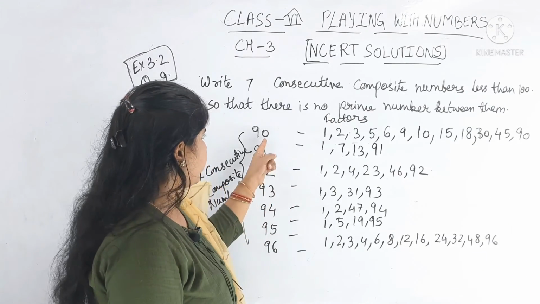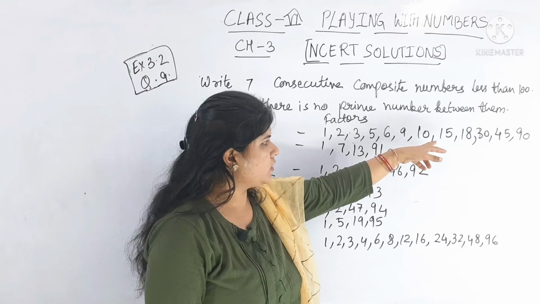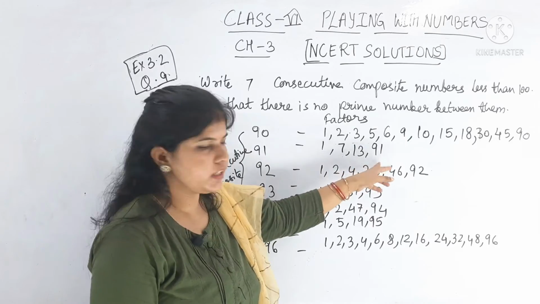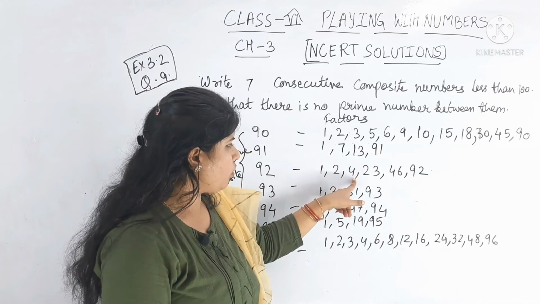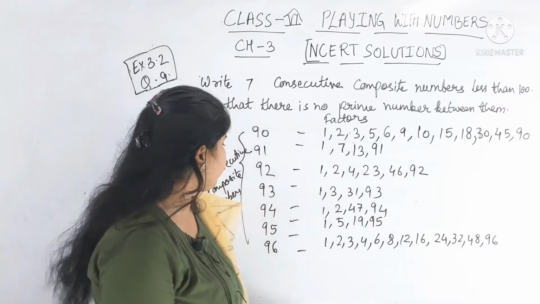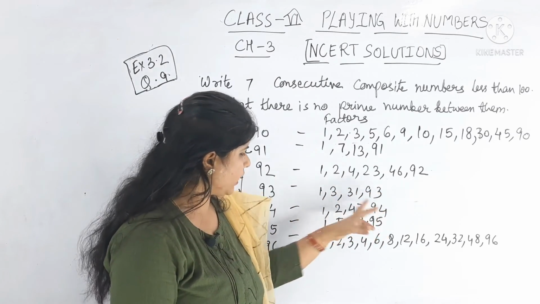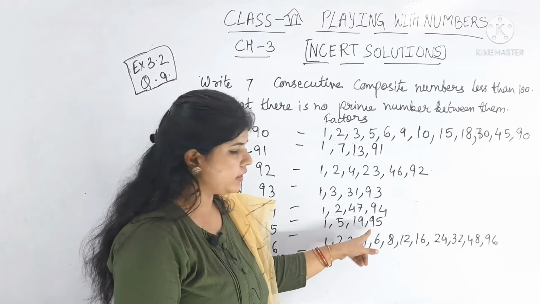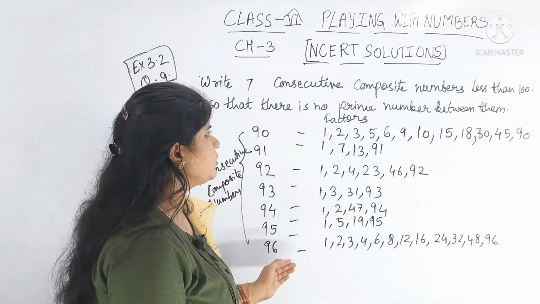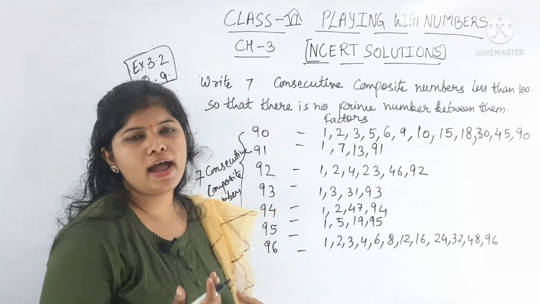Okay, students. Here you can see that 90 has these factors: 1, 2, 3, 5, 6, 9. You can solve this, or you can check it. 91: 1, 7, 13, 91. 92: 1, 2, 4, 23, 46, 92. 93: 1, 3, 31 and 93. 94 has 1, 2, 47, 94. 95 has 1, 5, 19, 95. 96 has all these numbers. So these are the composite numbers because they have more than 2 factors.